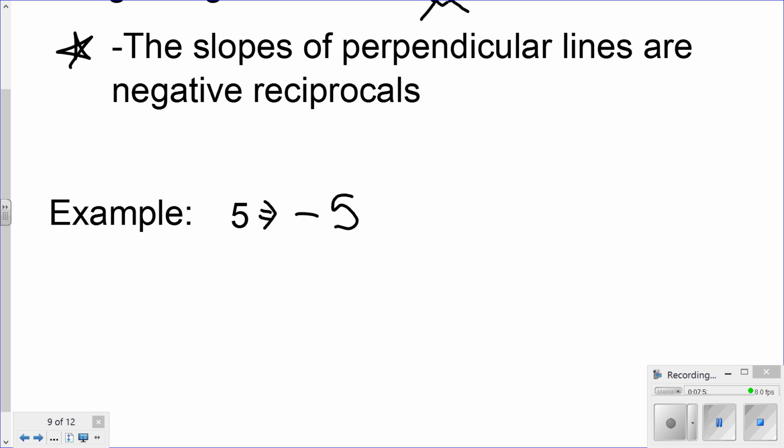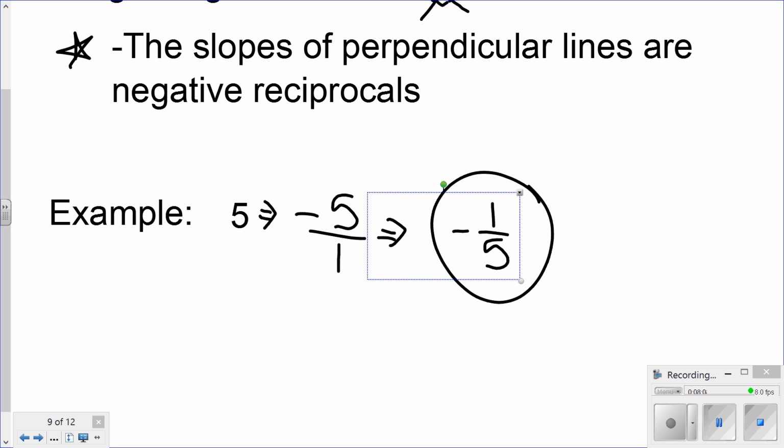Remember, the reciprocal is when you have a fraction, you flip it. So if I have negative 5, you can write any integer over 1. So the reciprocal of negative 5 over 1 is negative 1/5. This is the perpendicular slope of 5, negative 1/5.